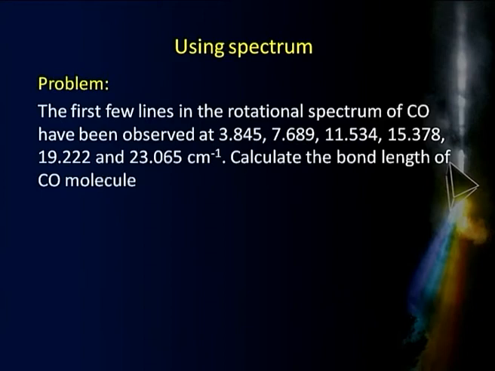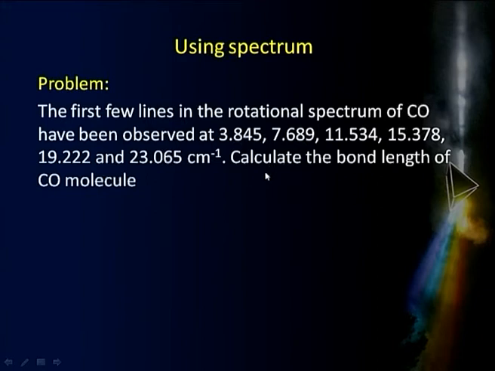Now, basically what I have got as a spectrum is a set of lines. To make use of it, let me give you a small problem to be done. The problem is as follows: if I take the rotational spectrum of carbon monoxide, the first few lines, this is experimental data I am sharing with you, they have been observed at, say, 3.845, 7.689 and so on and so forth, in centimeter inverse. The question is, what do I do with that?